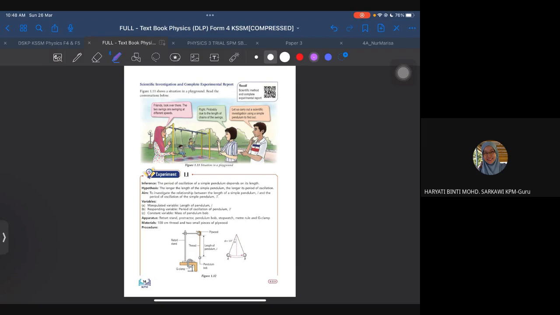So you already learned the relationship of the graph. Okay, you should know what is directly proportional, inversely proportional, increase, decrease, increase linearly, decrease linearly, and then how to determine the gradient of the graph and the unit, how to determine the area under the graph and the unit, how to interpolate the graph, how to extrapolate the graph. Okay, that you already know.